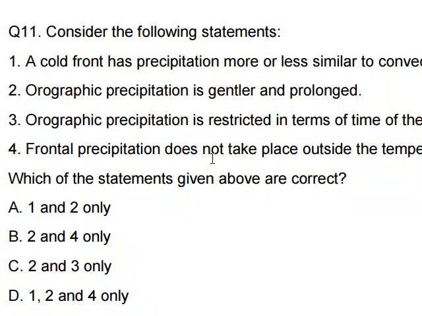4, frontal precipitation does not take place outside the temperate region. It is wrong. Okay. So 1 and 2 are correct.